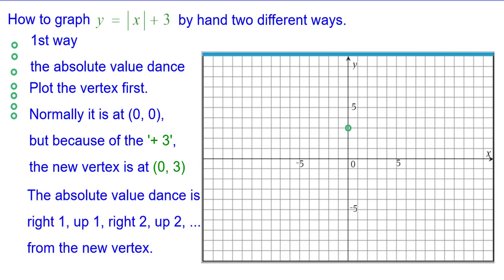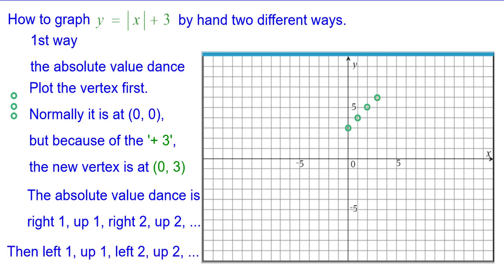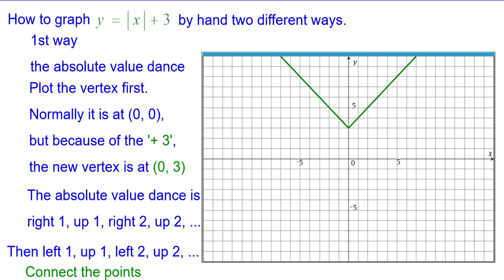And then from there we do the absolute value dance, which is to get that V. Right 1 up 1, right 2 up 2, right 3 up 3, and then left 1 up 1, left 2 up 2, and left 3 up 3 to make the V. And connecting the points, we get the beautiful absolute value graph.